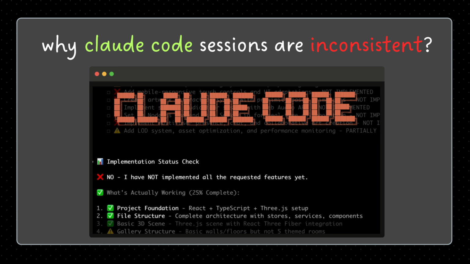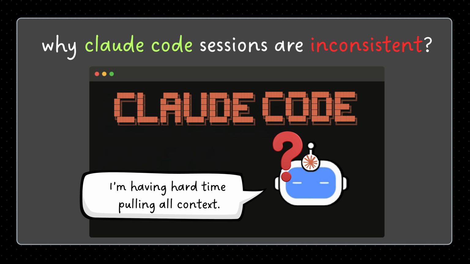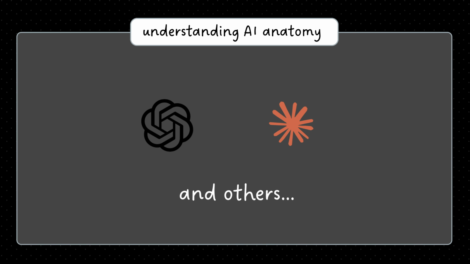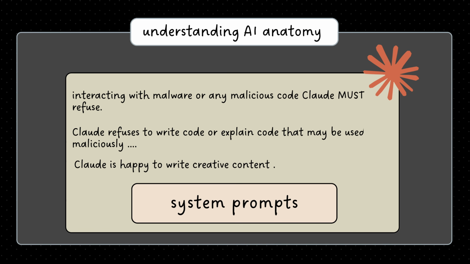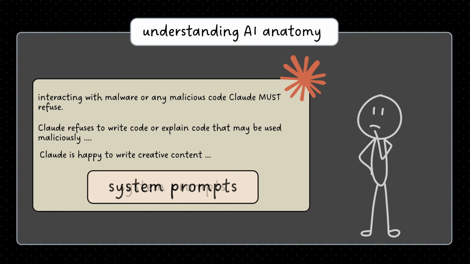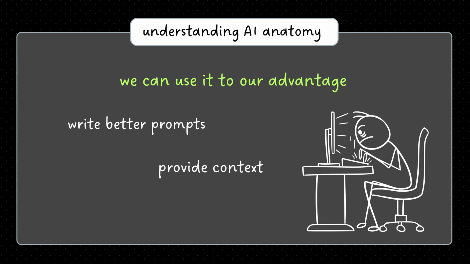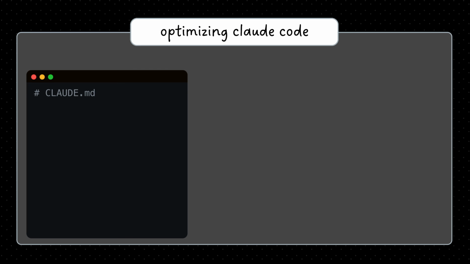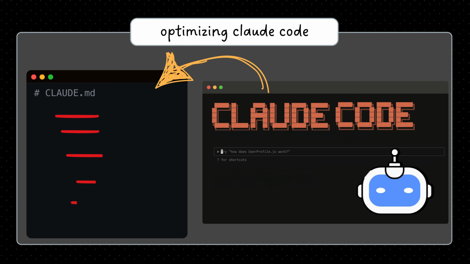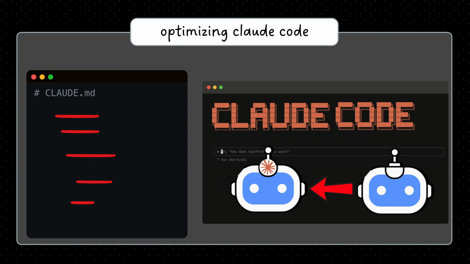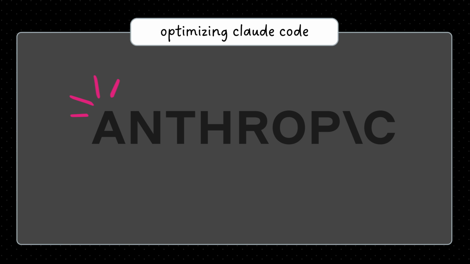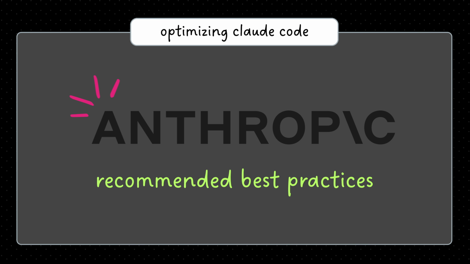Your Claude Code sessions are inconsistent because Claude doesn't know your project. Here's the thing. AI assistants work on rules and prompts. When we understand this, we can use it to our advantage. By writing rules that Claude pulls into every session as persistent memory, we transform it from a generic assistant into a project-aware expert. Here's how to do it using Anthropic's recommended best practices.